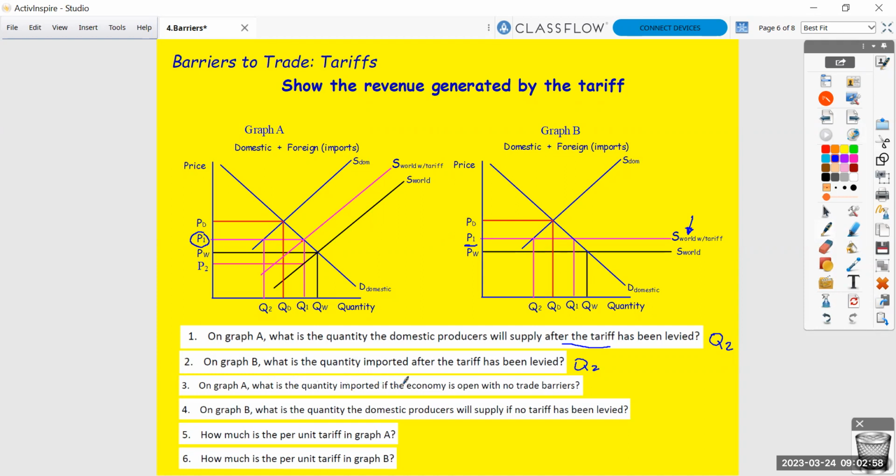On graph A, what is the quantity imported if the economy is open and no trade barriers? So open and no trade barriers is going to be coming back down to the PW. This is the same situation that we had with the quota. PW does not intersect the domestic supply curve. So they are going to import all of that quantity. And you'll notice on graph B, it's going to be the same.